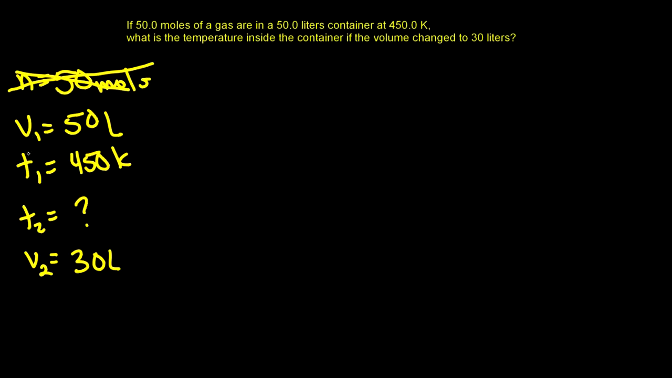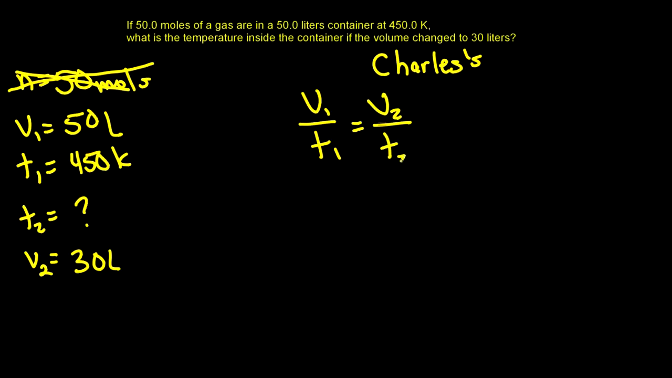So I'm dealing with volume and temperature again. Volume and temperature is Charles' law. So I'm dealing with Charles' law again. That's going to be V1 over T1 is equal to V2 over T2. Now we just plug in our numbers. So V1 is 50 liters over temperature 1, which is 450. V2 is 30 liters. And T2 is X.